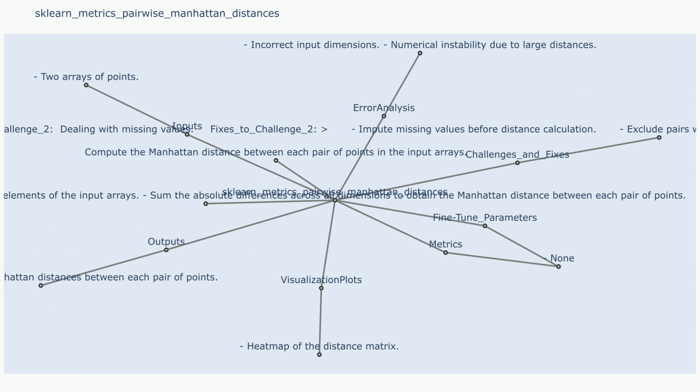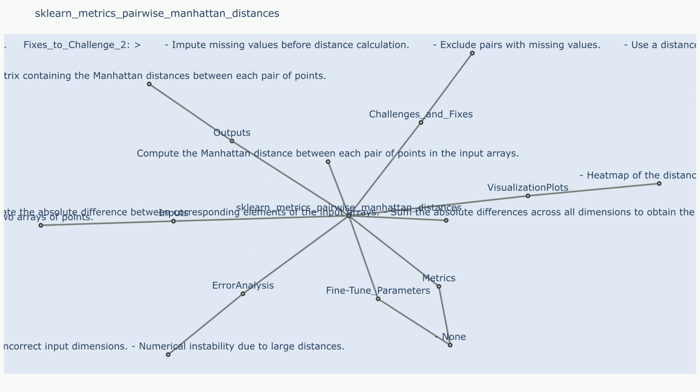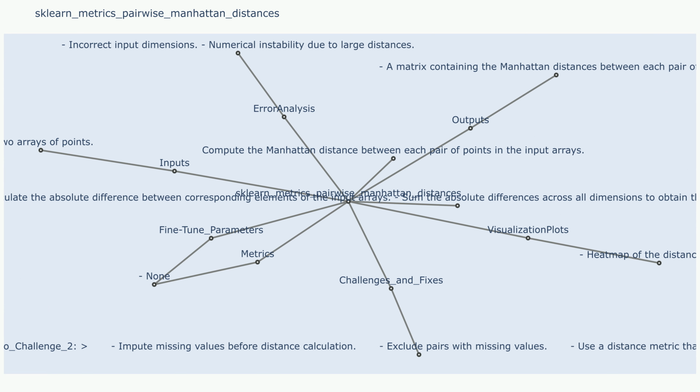Fine-tune parameters. None. The function does not have any parameters for fine-tuning. Uncertainty methods. None. This function does not directly provide uncertainty measures. To estimate uncertainty, you might consider using bootstrapping or other resampling techniques.